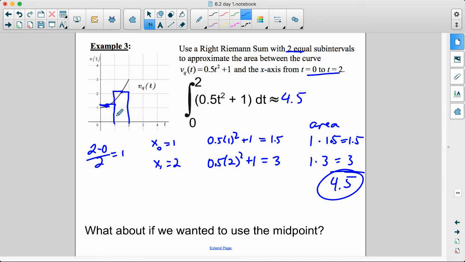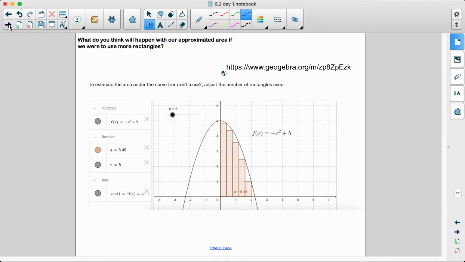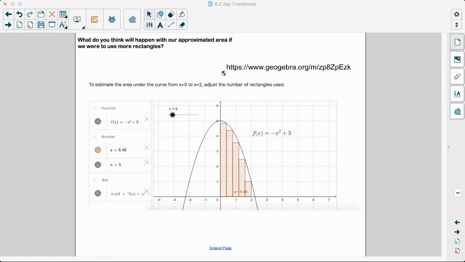And then you would just do 1 times that height and 1 times that height and add them up. So midpoint is kind of the same. You just have different numbers to plug in. What would happen with our approximated areas if we used more rectangles? So there is a GeoGebra animation that we're going to look at.